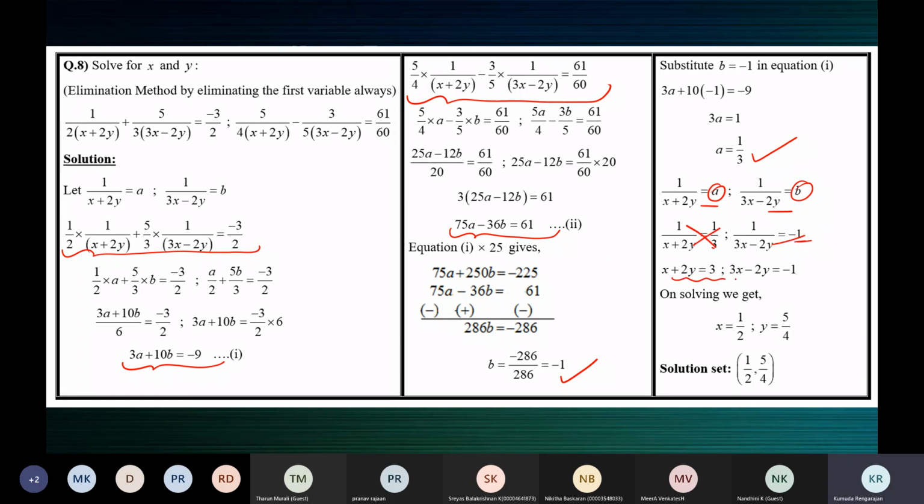On cross multiplying, you get an equation in x and y. You need to solve these two equations and find the values of x and y, because the original variables in the equations are x and y. Yes, children, start working.